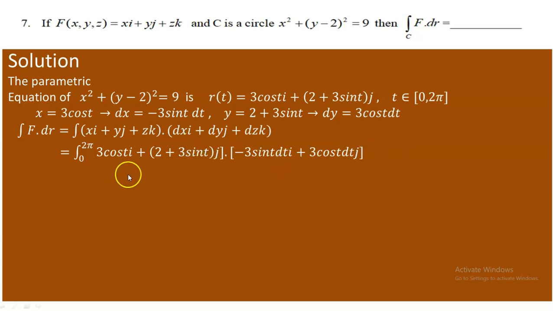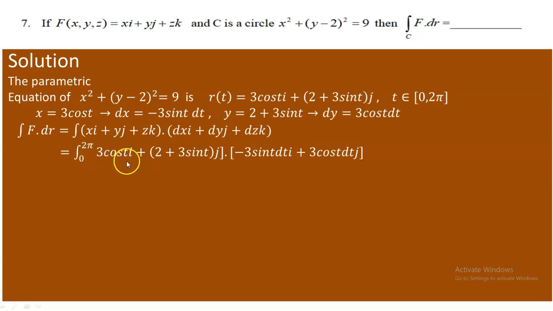So everything is written in terms of t, so we need to write t's interval. Our t runs from 0 to 2 pi, so here we have 0 to 2 pi. So how are we going to do this dot product? Remember how we carry out the dot product of two vectors.